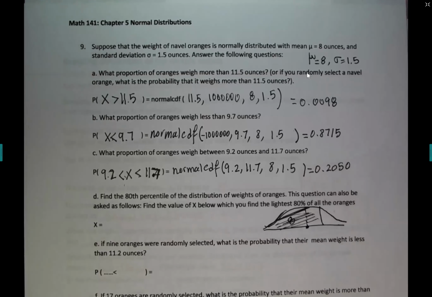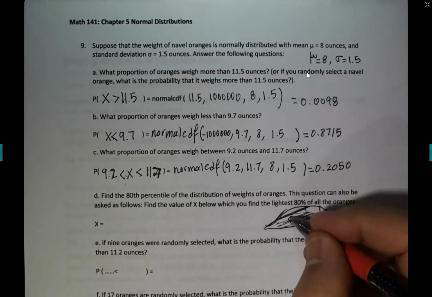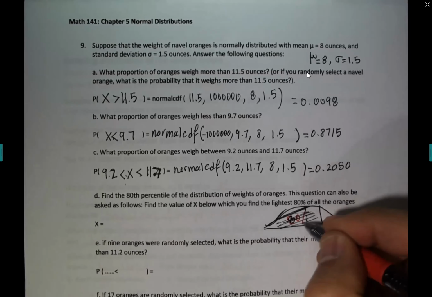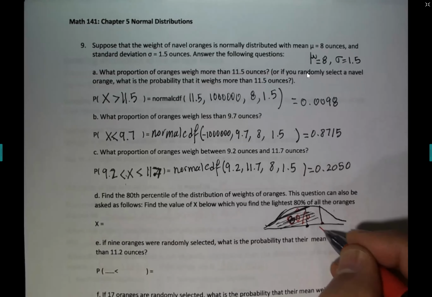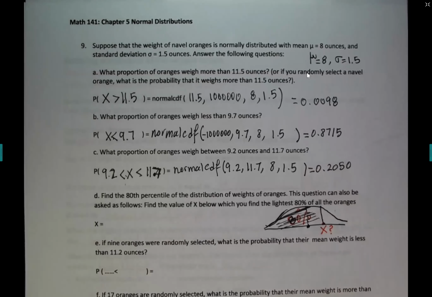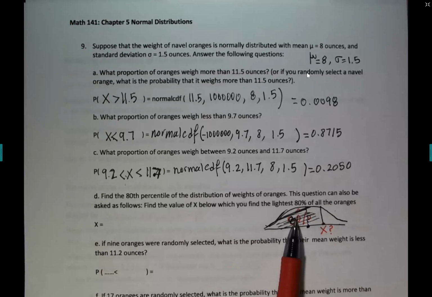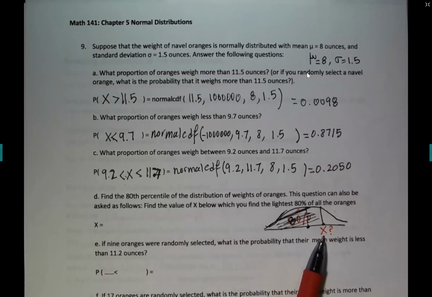Let me just do it in red. He wants this X value, which is the weight of an orange. So what would be the weight of an orange for which 80% of all the oranges are less than that weight? And as I told you last time, if he gives you the probability and he wants the X value, you cannot use the normal CDF, because the normal CDF is used to find a probability. You have to use what we call the inverse norm.